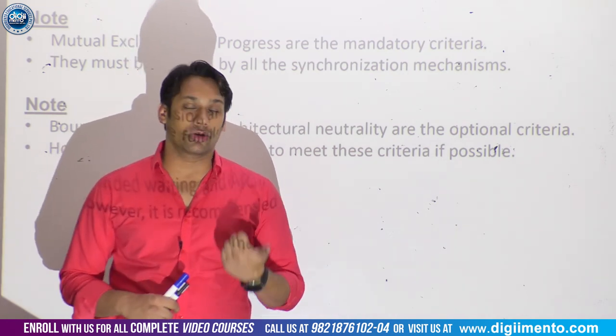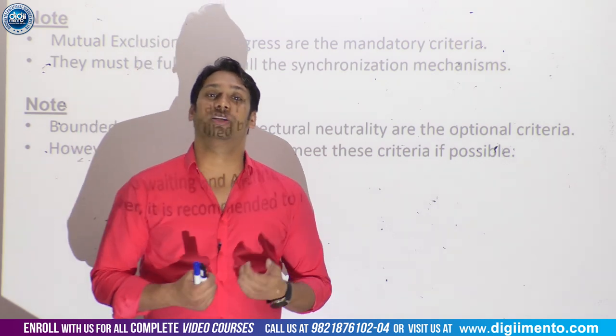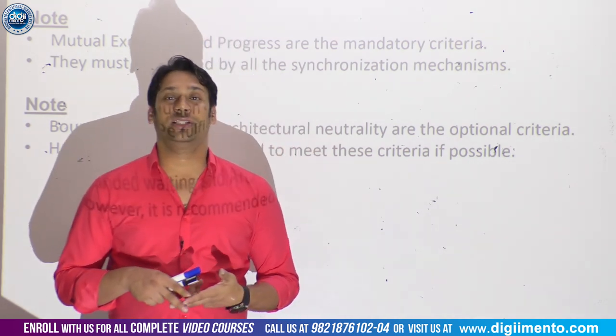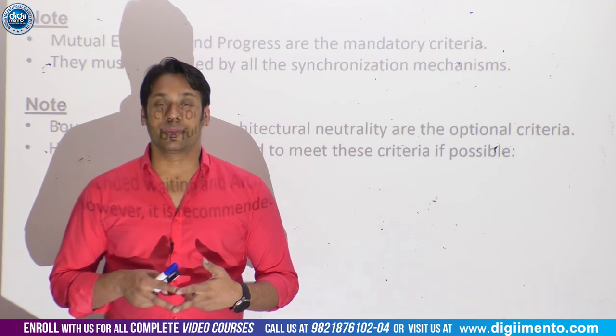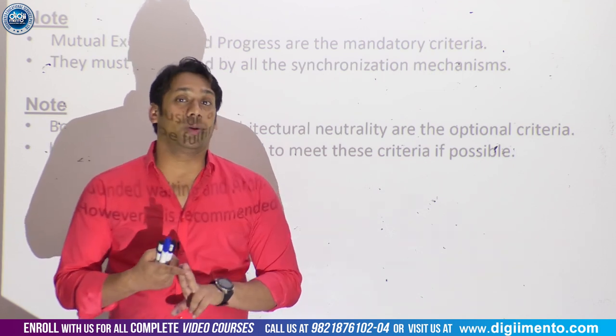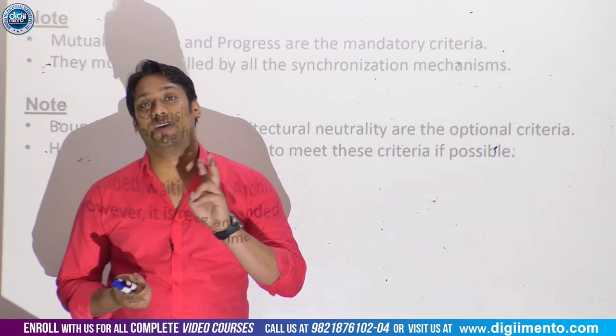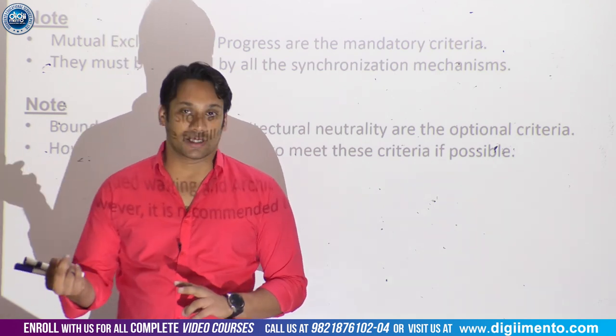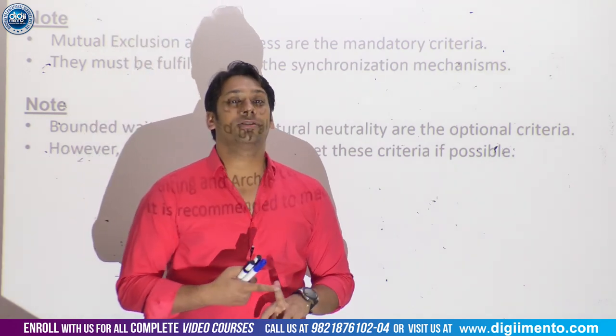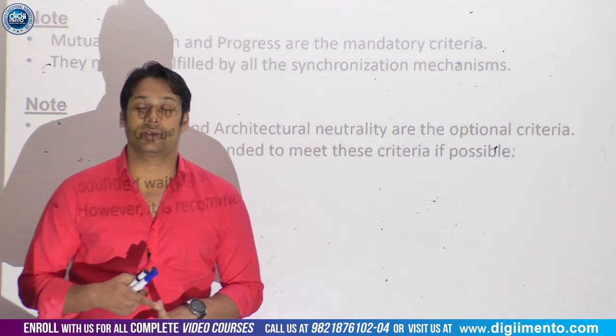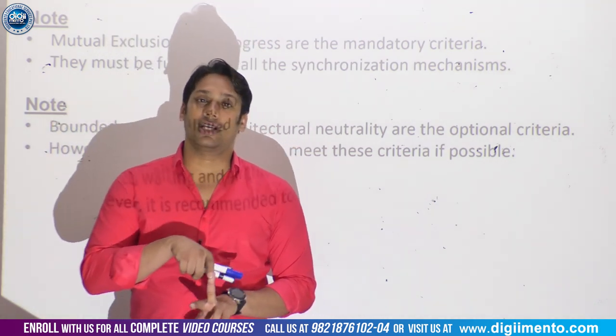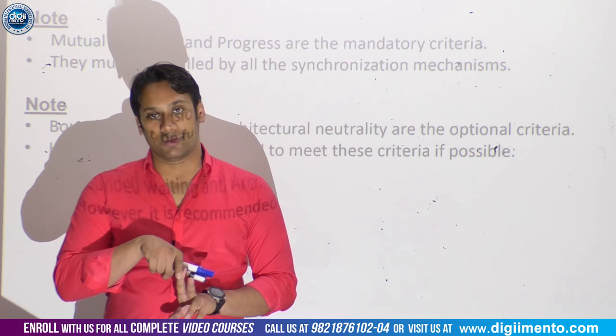If you fail mutual exclusion, that means your solution is not correct. If you fail progress, that means your solution is not working, it is not correct. So these two conditions should be primary. If these two conditions are not satisfied, obviously we are not going to check the secondary conditions. So the primary conditions to satisfy synchronization are mutual exclusion and progress, both of them should be satisfied.